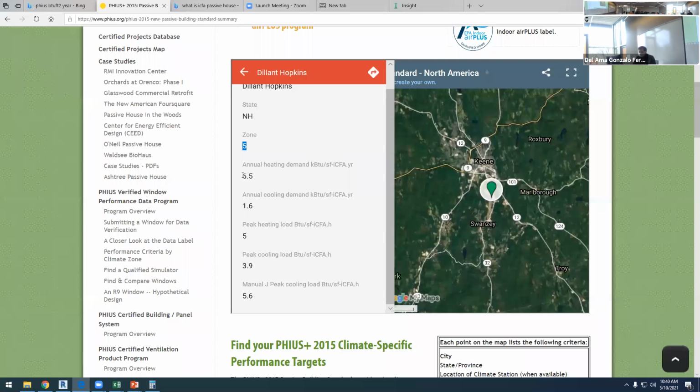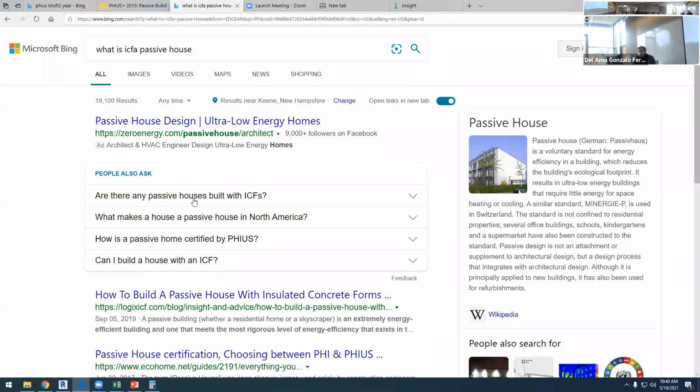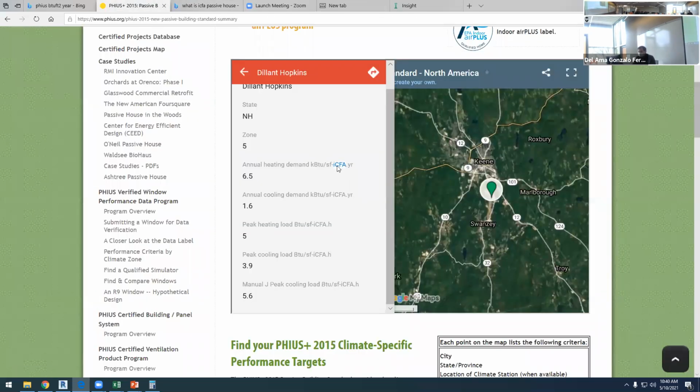This is the heating demand. It's 6.5 the heating, 1.6 the cooling. This is kBTUs per square feet per year. This ICFA, it's indoor conditioned floor area. Yeah, indoor conditioned floor area. So this is the floor area of the building. Okay. So look at this.